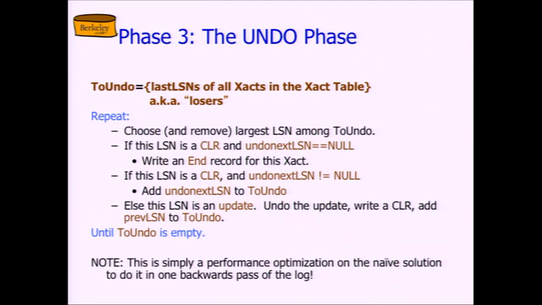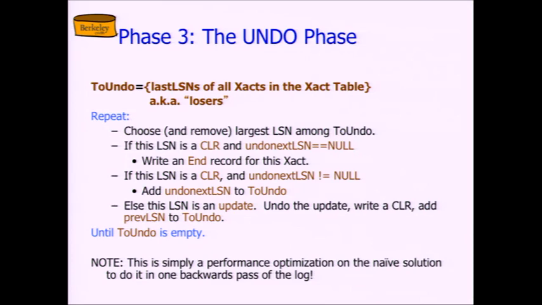So let's see how it goes. You choose and remove the largest LSN among toUndo. toUndo is the set of all losers, and it starts out as the last LSN of each of them. If this LSN is a CLR, that means it was something we were undoing. We don't undo our undos, of course, ever.